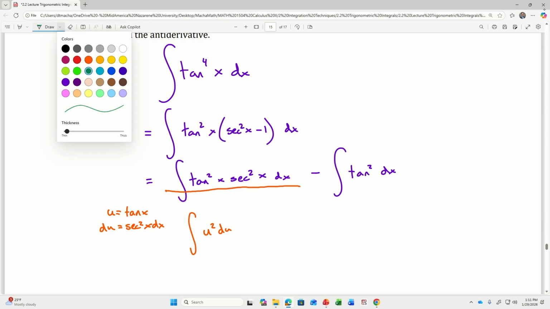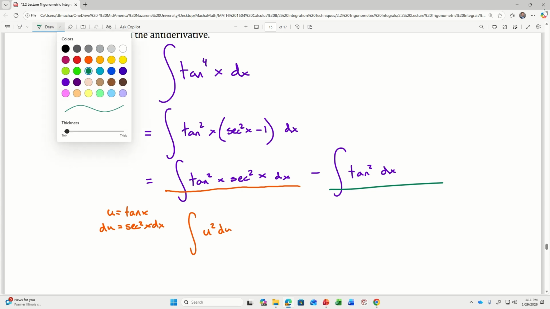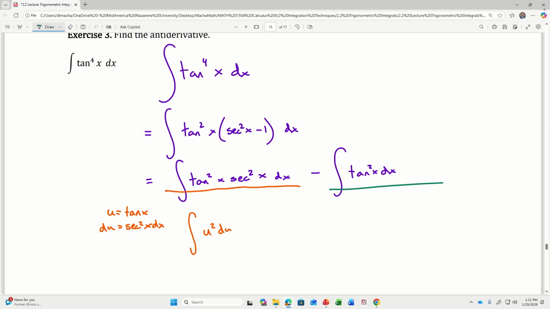For the second integral, this is once again a case where I have an even power of tangent. And like my table tells me, if I have an even power of tangent, I'm going to replace just one tangent squared factor with secant squared x minus 1.